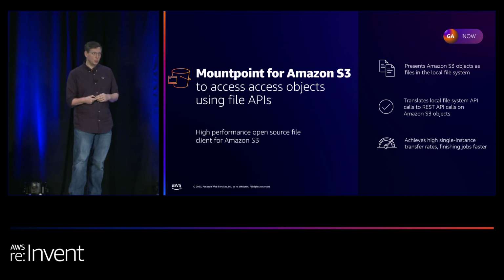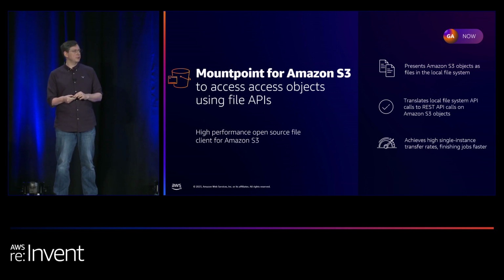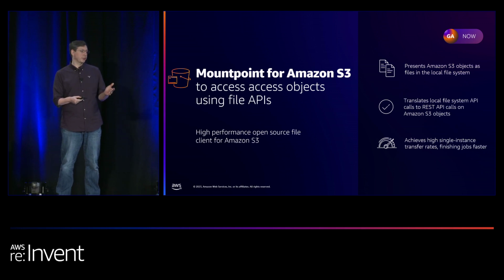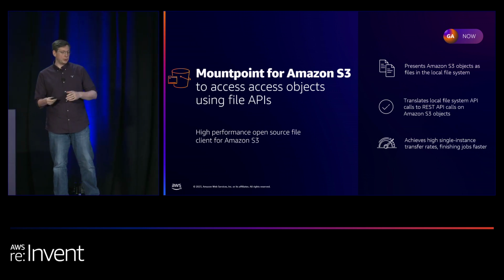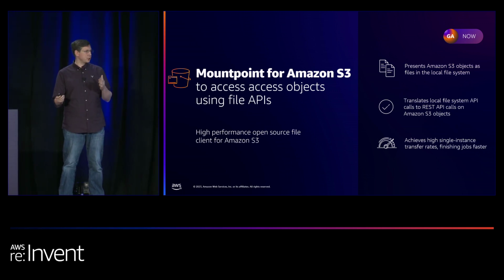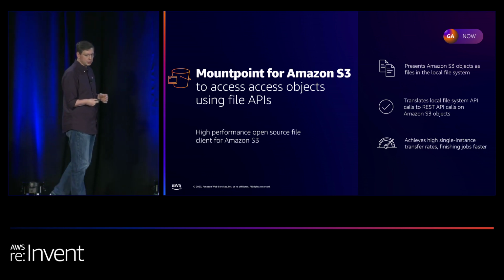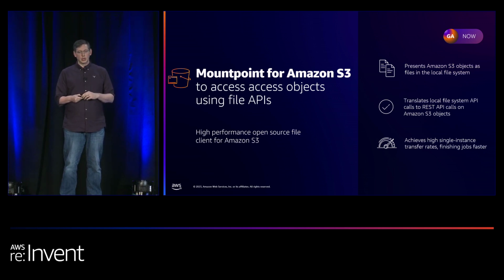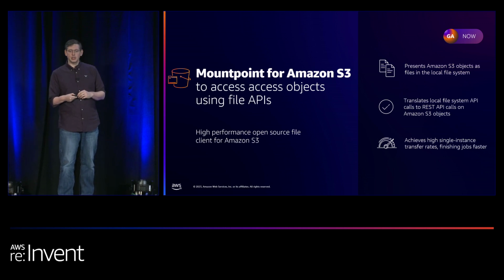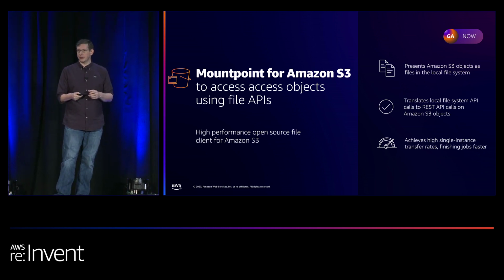So earlier this year, we delivered Mount Point for Amazon S3, which is a new open source file client, making it easy for Linux-based applications to connect directly to Amazon S3 buckets and access objects using file-like APIs. So Mount Point presents your S3 objects as files in the local file system, and it translates file system calls, like fopen, into an appropriate and efficient use of S3's REST APIs. With Mount Point for Amazon S3, you can achieve high single instance throughput to finish your jobs faster, and you can reliably scale up and down over thousands of instances.